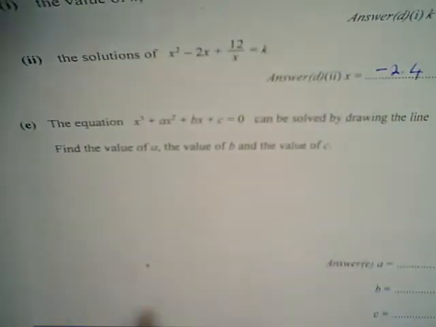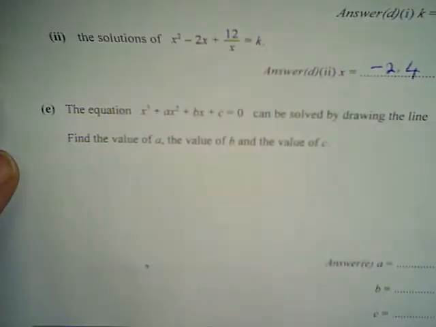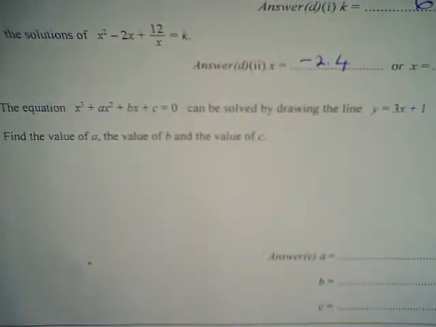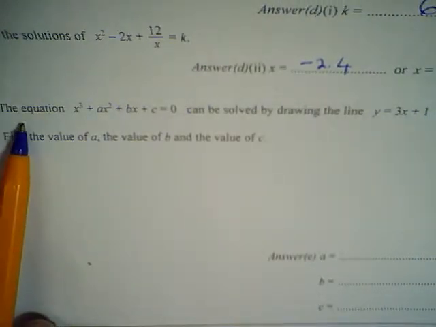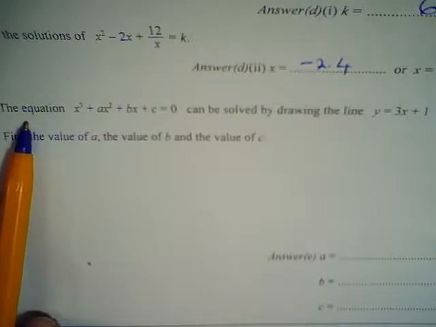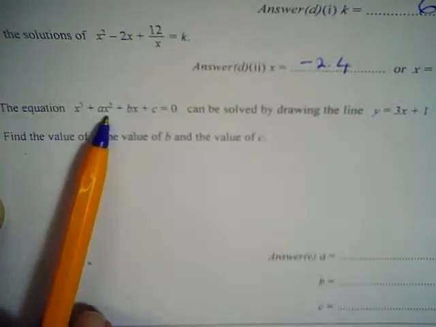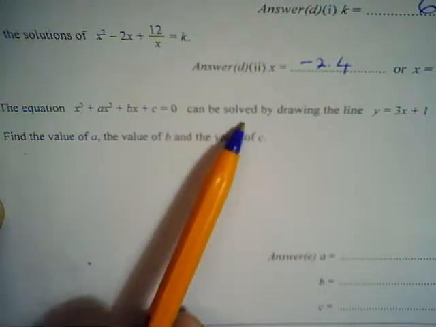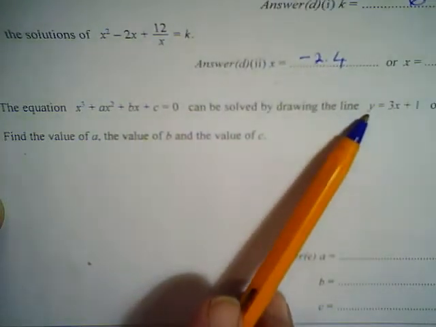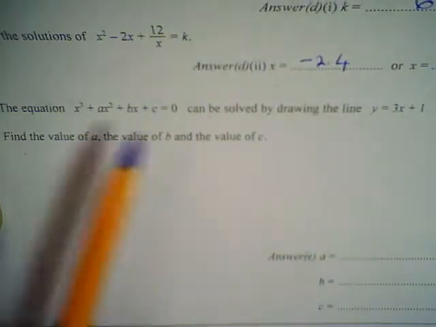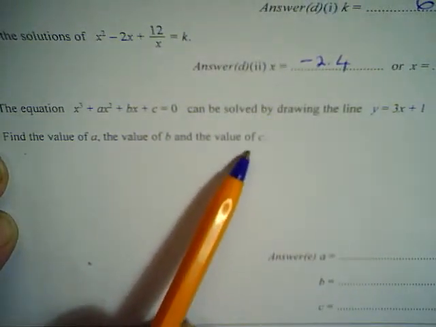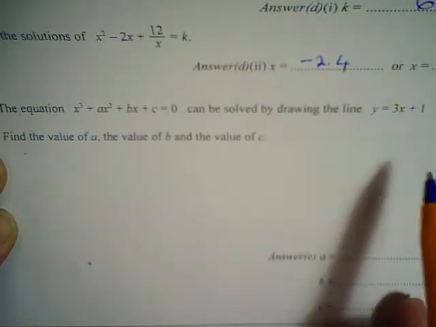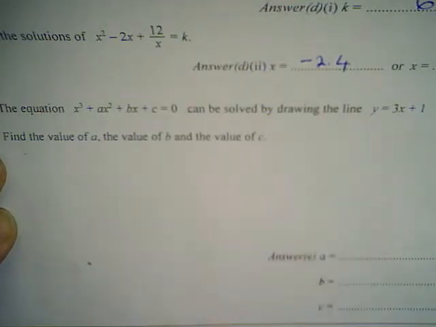Then the next question is a rather interesting question, and I don't think it's so easy to solve it on the grid, but algebraically it's quite easy to compute. So the equation x cubed plus ax squared plus bx plus c can be solved by drawing a line y equals 3x plus 1 on the grid. Find the value of a, b and c. Okay, so I am going to do it algebraically.